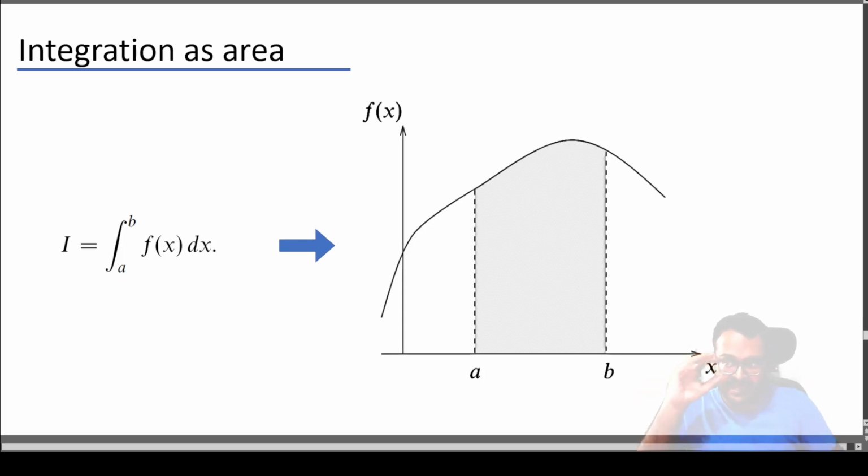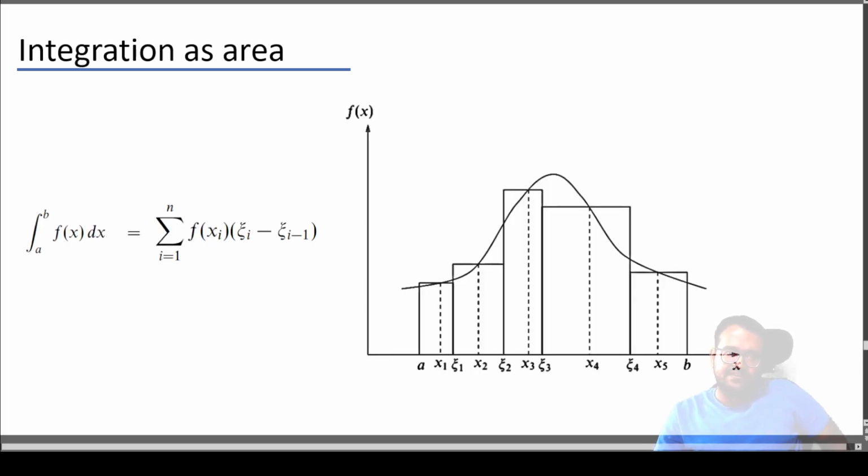Integration as an area. If you define an integration from a to b, your integrand is f(x) dx. This is actually the area which f(x) covers, the function covers, when it goes from a to b. The shaded area is the integration. Just a definition: integral from a to b of f(x) dx is this shaded area.